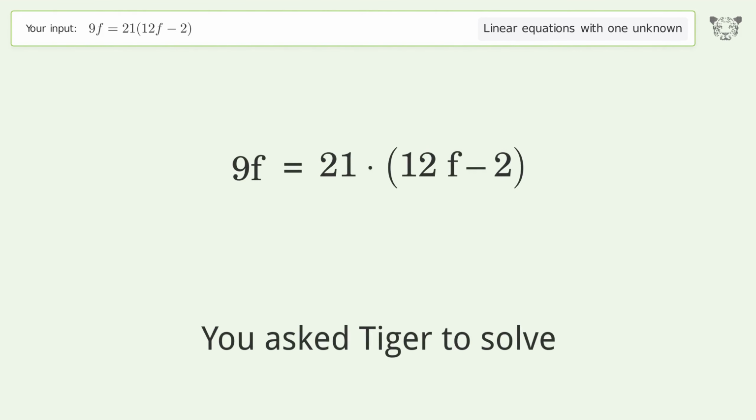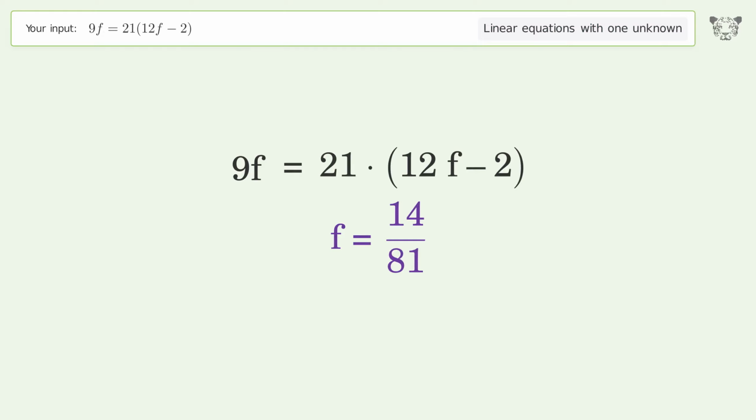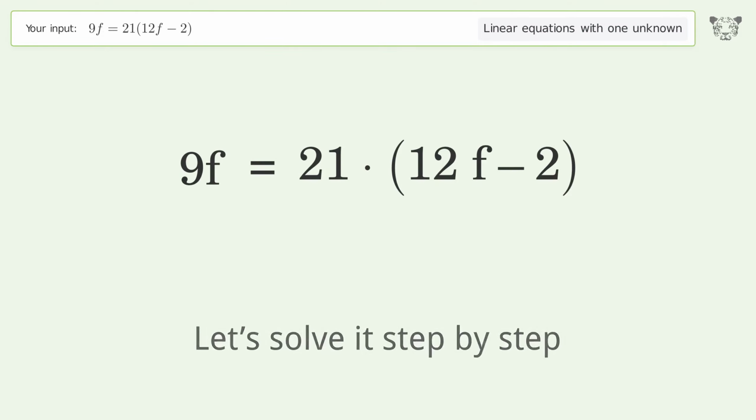You ask Tiger to solve. This deals with linear equations with one unknown. The final result is f equals 14/81. Let's solve it step by step.